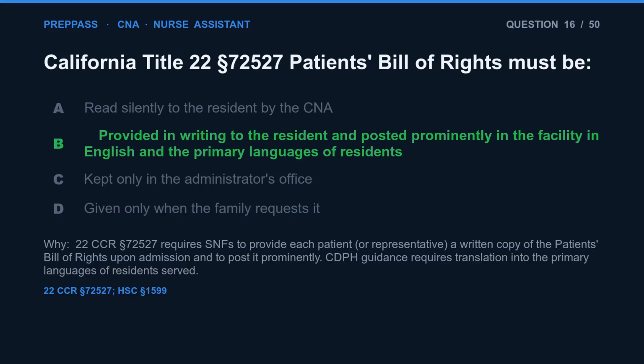The correct answer is B. 22 CCR Section 72527 requires SNFs to provide each patient, or representative, a written copy of the patient's Bill of Rights upon admission and to post it prominently. CDPH guidance requires translation into the primary languages of residents served.